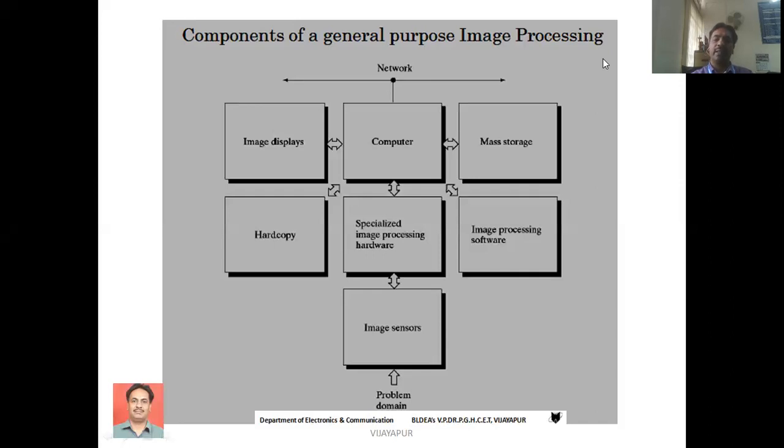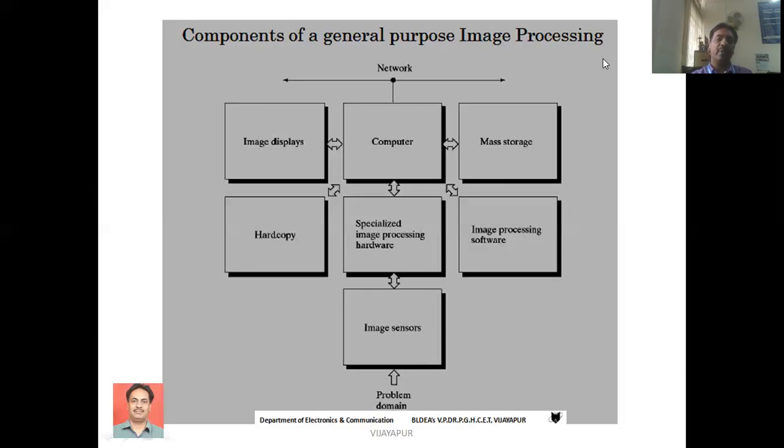Then there may exist image processing software. It mainly consists of programming modules to process the image. To carry out many of the operations on the image, we can make use of the image processing software. An example of image processing software is MATLAB. MATLAB supports a lot of image processing operations. These image processing operations can be carried out by using any image processing software.